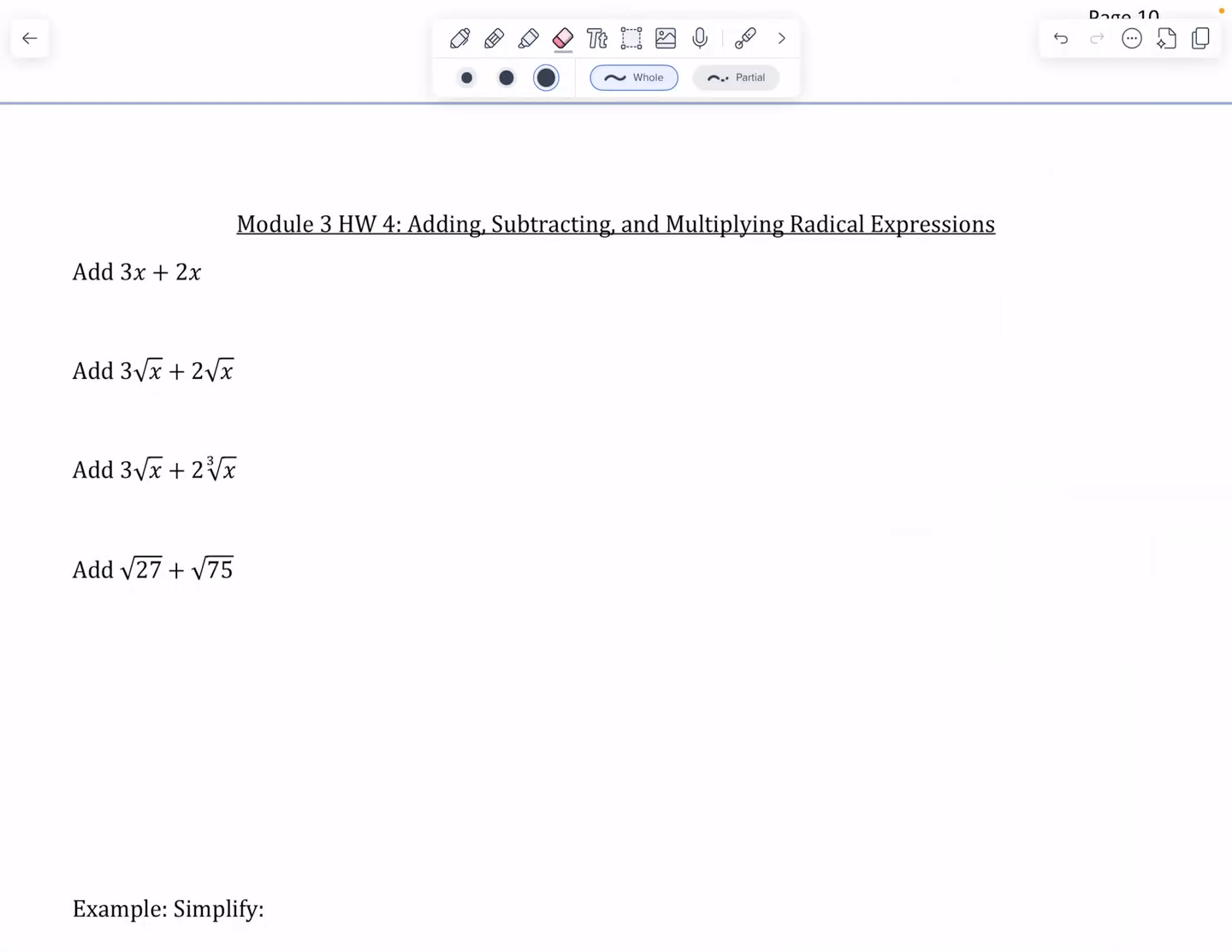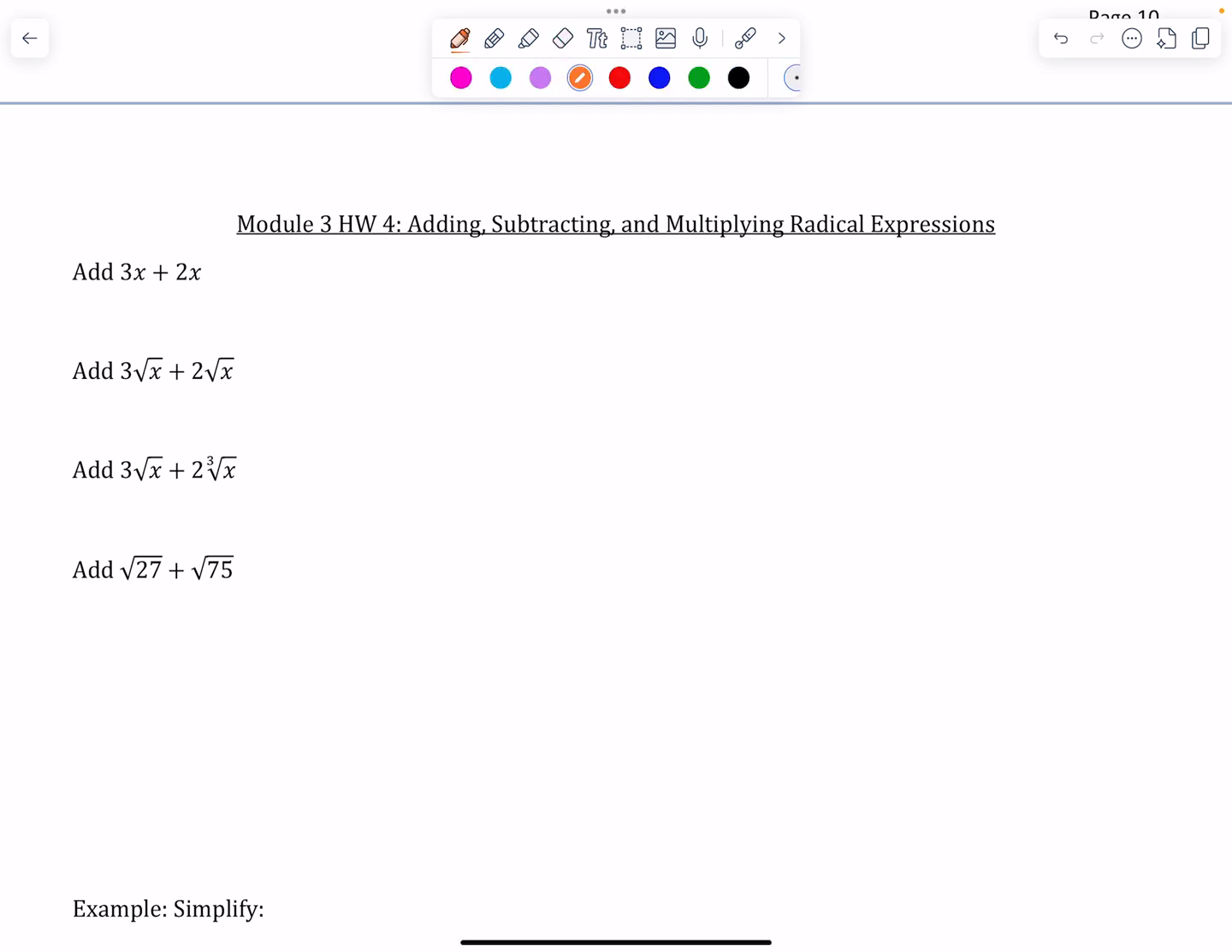Okay, this is Module 3, Homework 4, and we're going to be adding and subtracting and multiplying radical expressions. So in Module 3, Homework 3, we learned how to simplify radical expressions, and now we're going to use that in problems where we have to add and subtract and multiply.